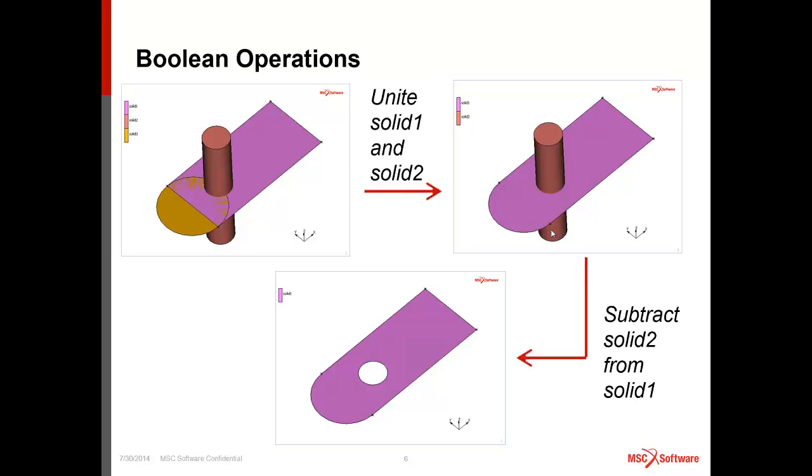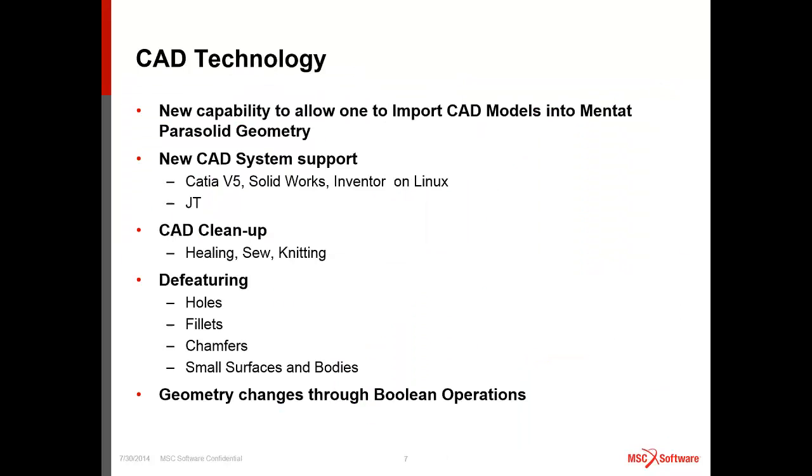gain in this is really that we're much more compatible with the rest of the CAD/CAM industry. So what this allows us to do is not only represent these solids, but to import these solids from other CAD systems, and we've expanded our inventory of CAD system support, now supporting CATIA V5, SolidWorks, and Inventor on Linux, and a completely new CAD interface, which is called JT. We have improved CAD cleanup operations too that I'll get to a little bit later, and we have improved defeaturing operations all within the MentatCAD product.